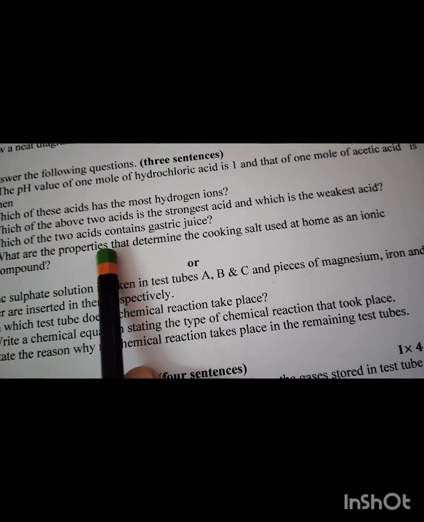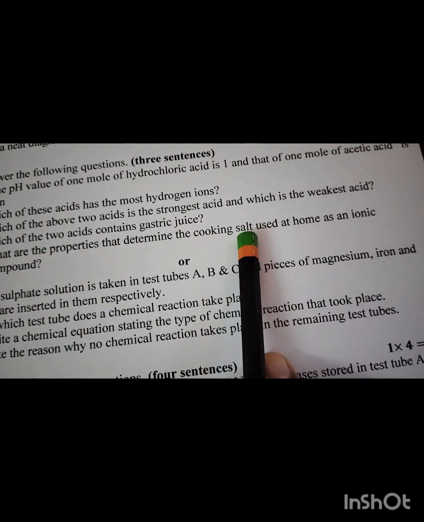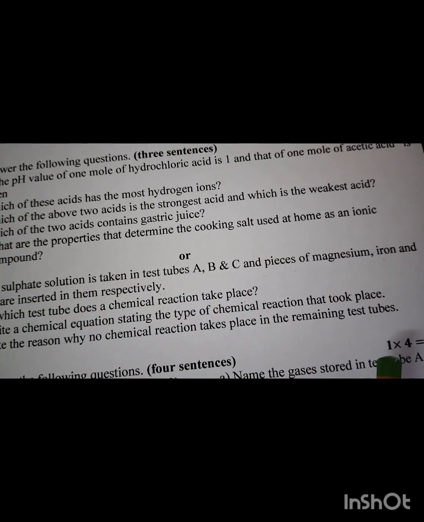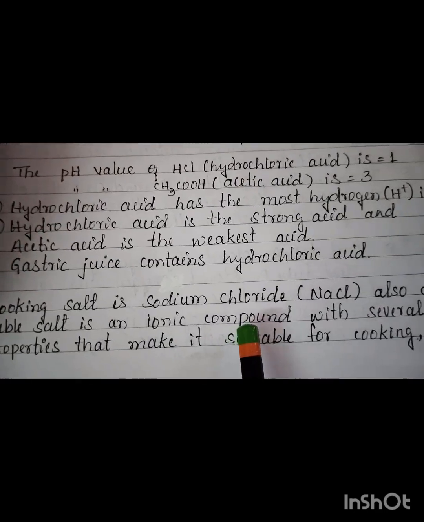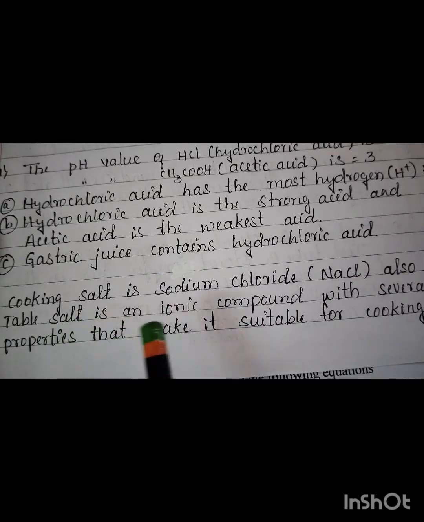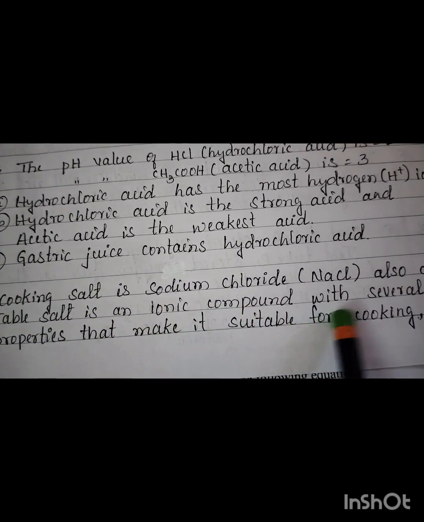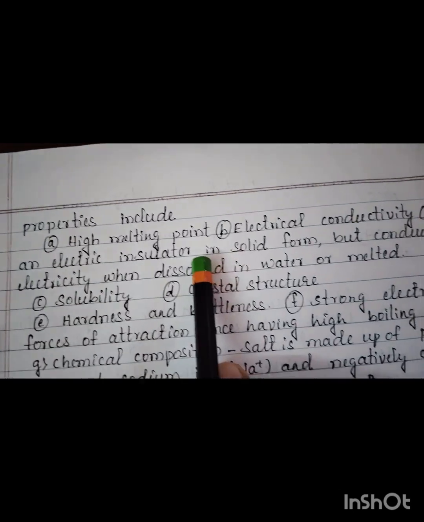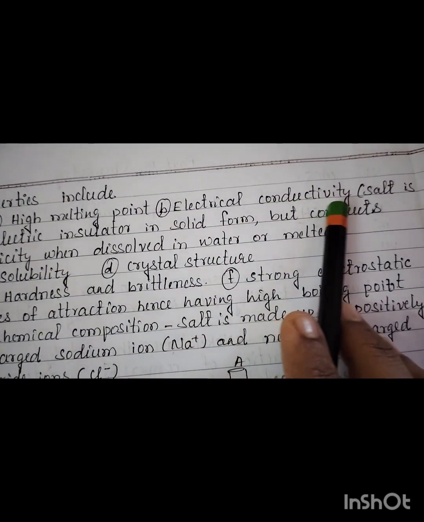Next, 22nd question. What are the properties that determine the cooking salt used at home as an ionic compound? Cooking salt is sodium chloride, that is NaCl, also called table salt. It is an ionic compound with several properties that make it suitable for cooking. These properties are high melting point, electrical conductivity.